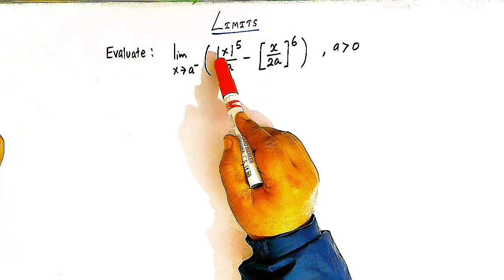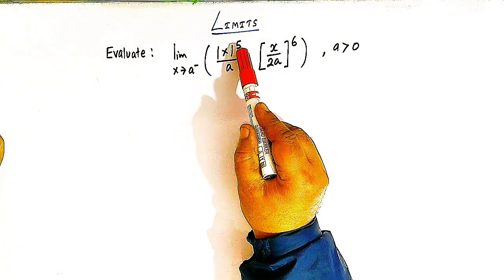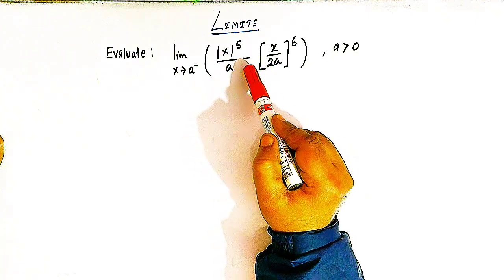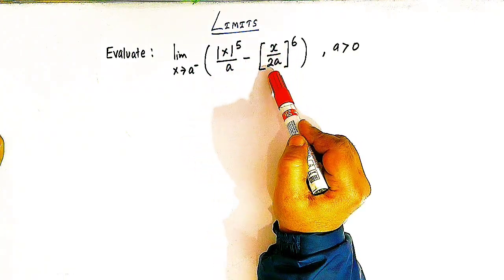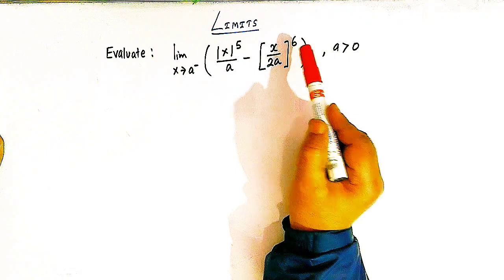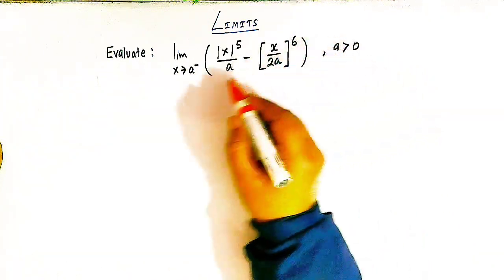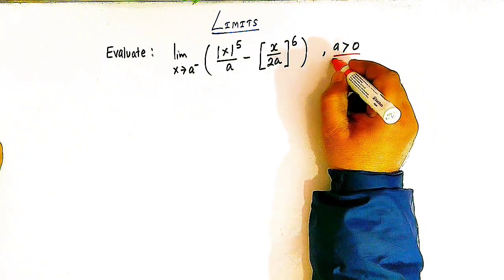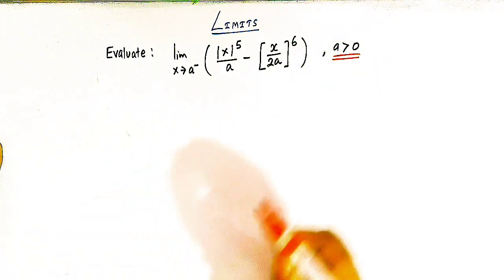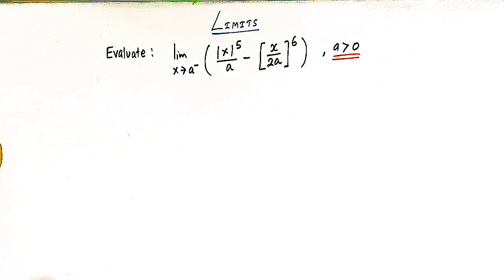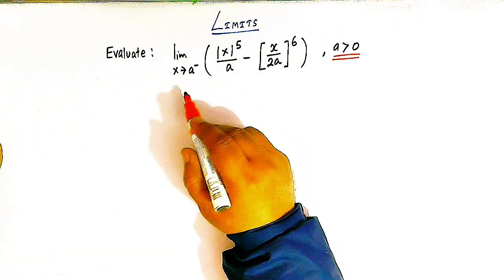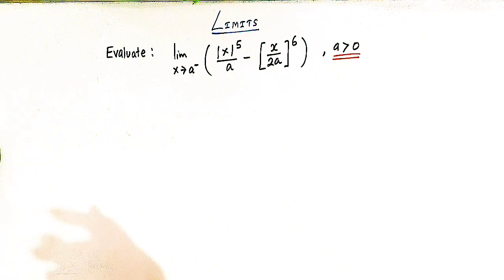And the function is the mod of x raised to 5 divided by a minus greatest integer of x over 2a raised to 6. And the important thing is that here this quantity a is greater than 0, so a is a positive quantity. So let us see how we can simply evaluate this limit by using the concept of greatest integer function and mod function. So let us start.